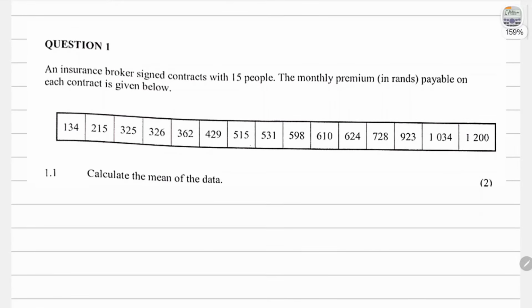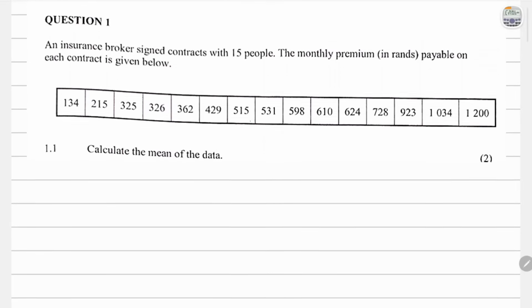So we have question 1, and question 1 says, an insurance broker signed contracts with 15 people. The monthly premium in rands payable on each contract is given below. Okay, so these are the monthly premiums. Okay, so it's 134 rand, 215 rand. So they're all in rands. Just keep that in mind.